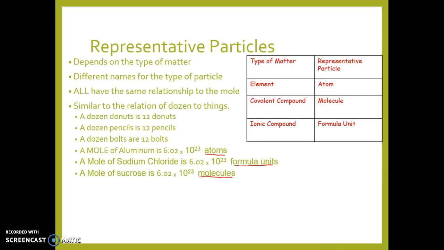So this next slide tells you about particles. If we have an element, the particle is called an atom. If we have a covalent compound, the particle is called a molecule. If we have an ionic compound, the particle is called a formula unit. So those are some of the things that we need to be able to remember about particles and moles, because 1 mole of anything is equal to 6.02 times 10 to the 23rd particles of anything.